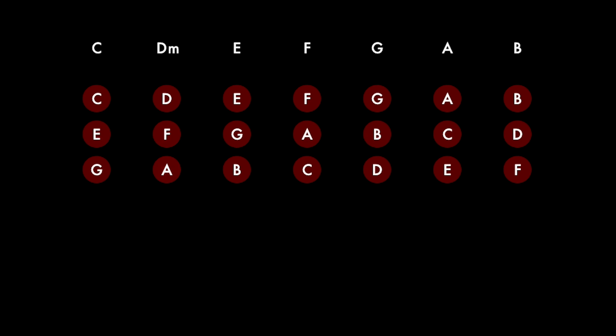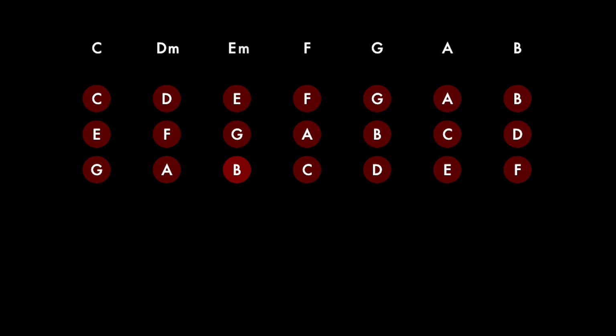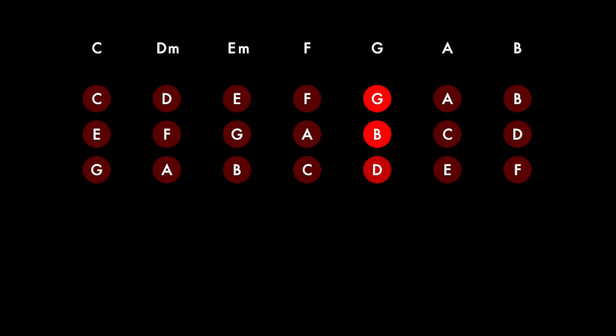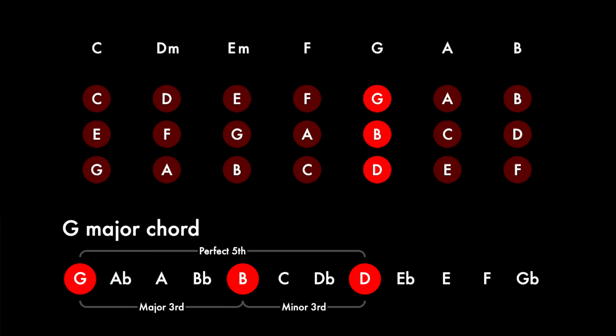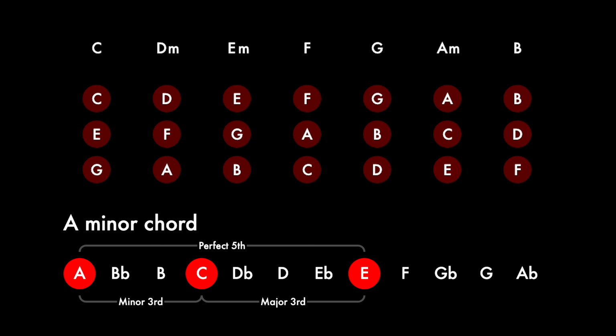The next chord is E, G, B. This is an E minor chord. Root E, minor third G, and fifth B. Next up, there's F, A, C. That's an F major chord with F, the root, A, major third, and C, fifth. After that, we have G, B, D. Again, a major chord, G major. Shifting one more step, we get A, C, E, which is an A minor chord.